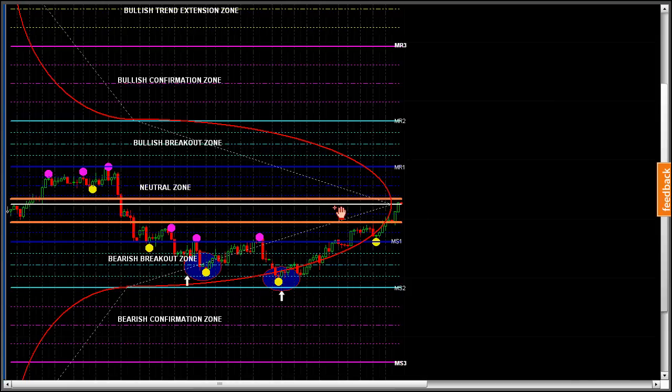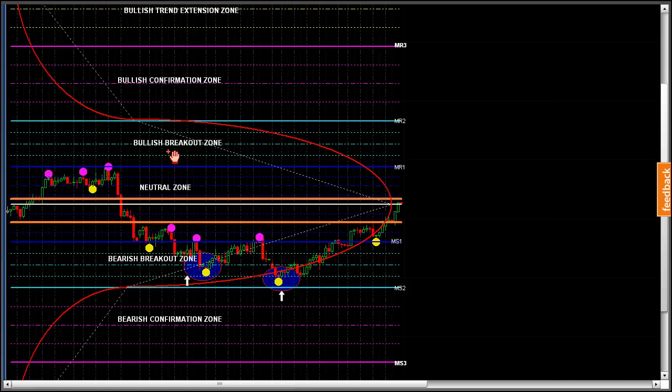In this case, our point of control is going to be the ZoneTrader pivot, the white line, which is the midpoint of the neutral zone. So MR1 to MS1, both are royal, is always going to be the neutral zone. Now, if the market's breaking above the neutral zone, it's moving in the bullish direction. So from MR1 to MR2, we call that the bullish breakout zone.